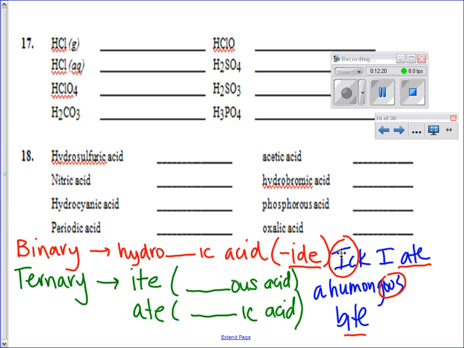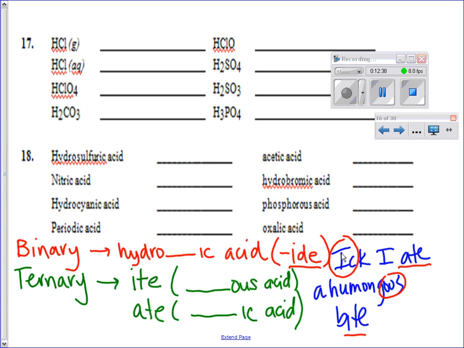Let's start out with number 17 up here. And number 17, the first two look like they're the same thing, right? Well, they're really not, and this is just a subtle difference that I want you to be aware of. So when they throw it at you on the AP in a problem, you're not going to freak out.